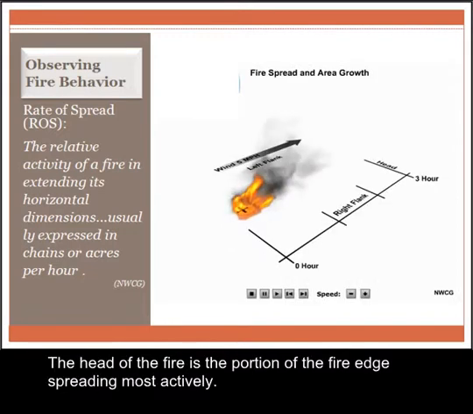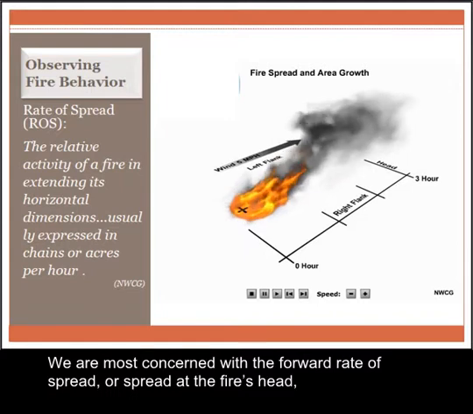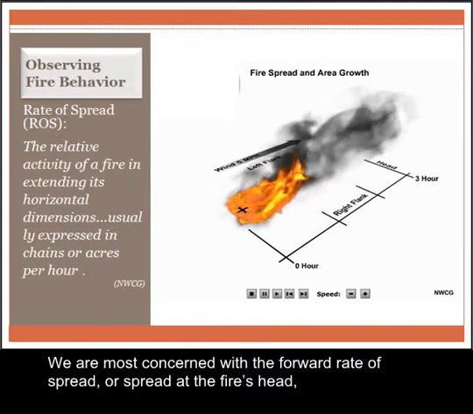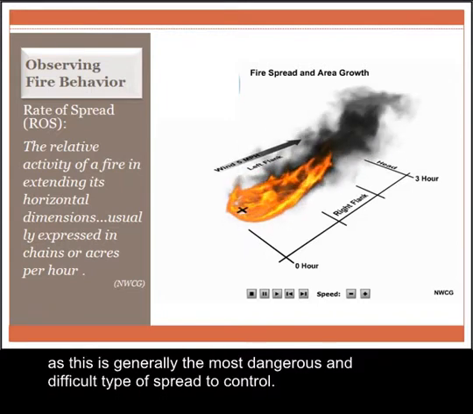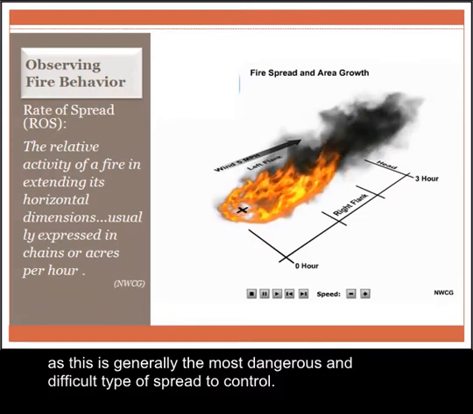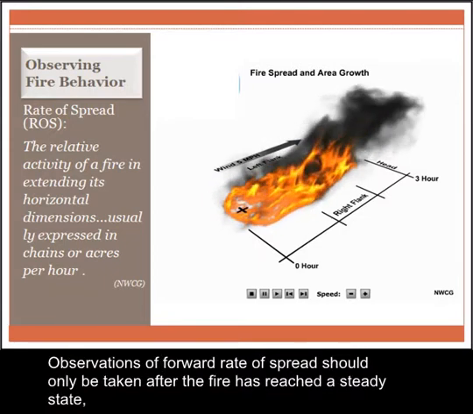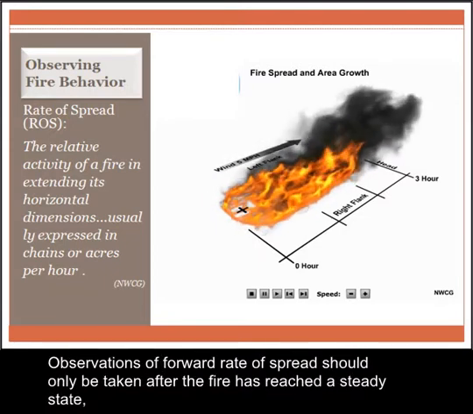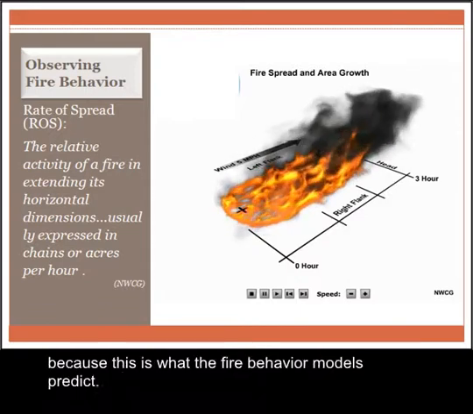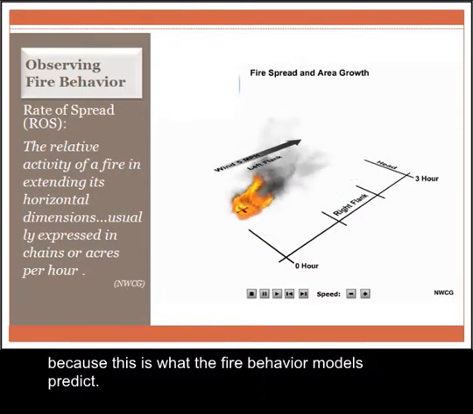The head of the fire is the portion of the fire edge spreading most actively. We are most concerned with the forward rate of spread, or spread at the fire's head, as this is generally the most dangerous and difficult type of spread to control. Observations of forward rate of spread should only be taken after the fire has reached a steady state, because this is what the fire behavior models predict.